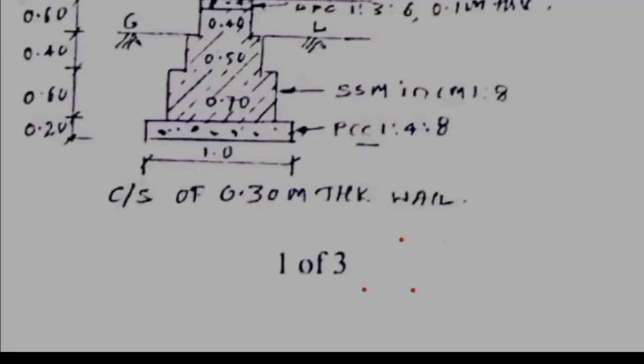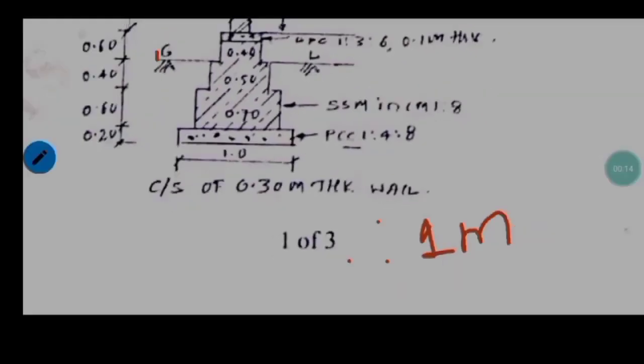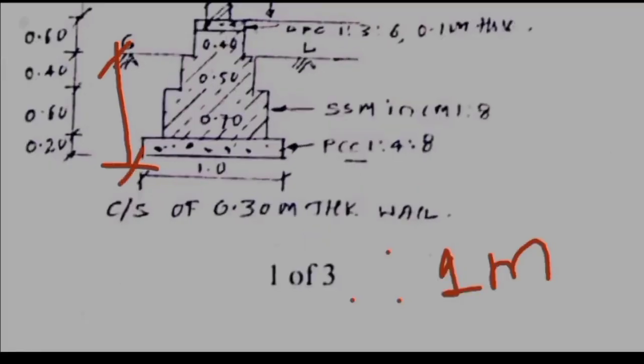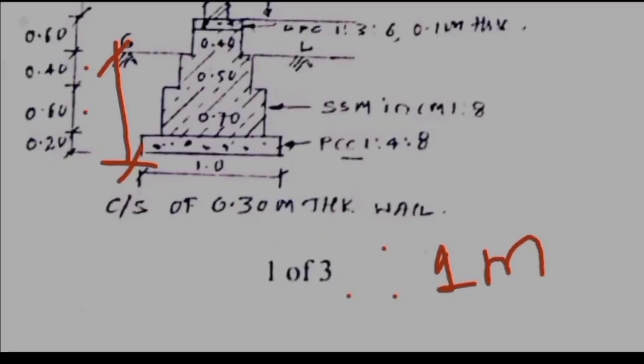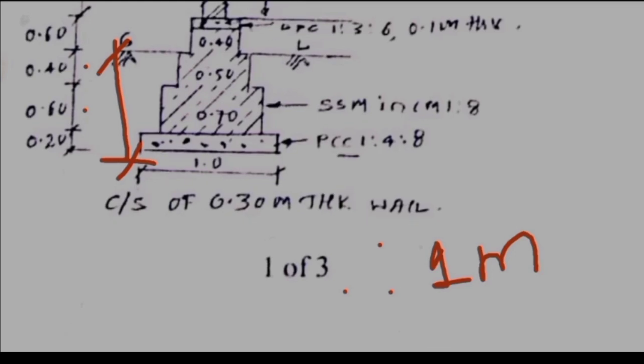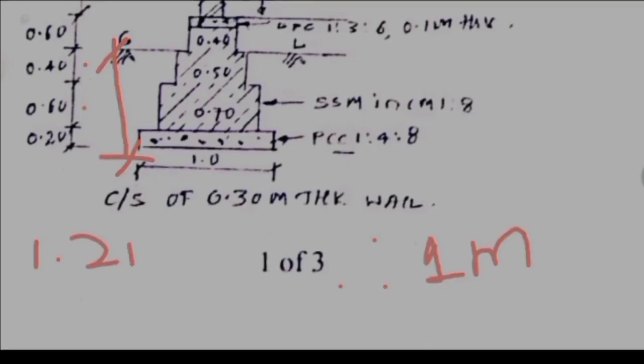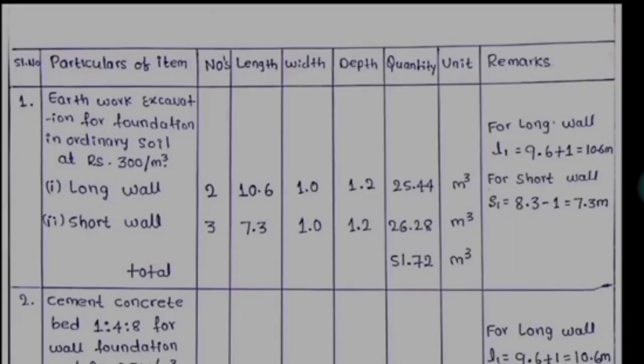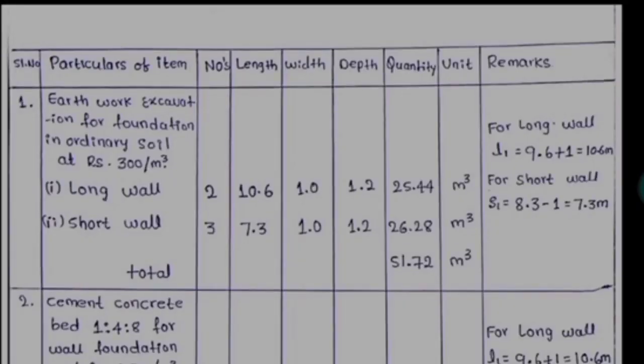Therefore the width of excavation is equal to 1 meter. This is the depth of excavation. Add the thickness of the footings, that is 0.4 plus 0.6 plus 0.2, so that will become 1.2 meter as the depth of excavation. Now we calculate the length of long wall as well as short wall.